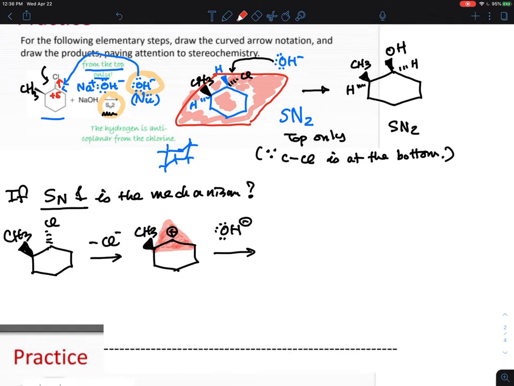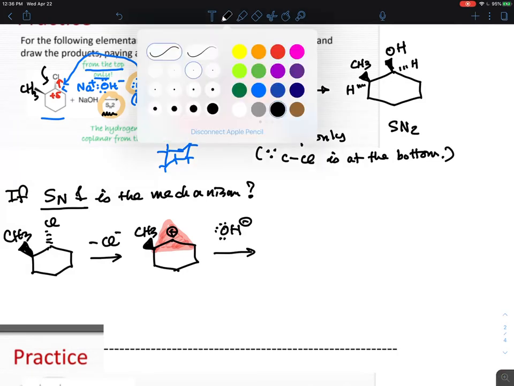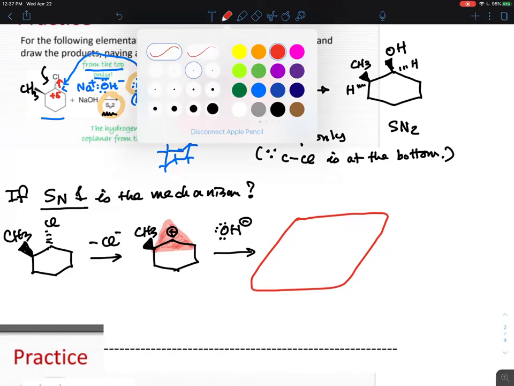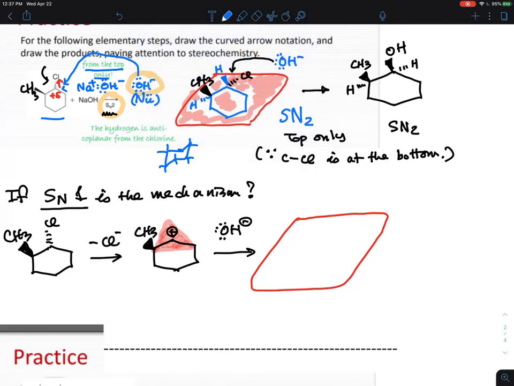So let me be a little more consistent and draw it once more. Mechanism-wise, I want you to visualize a little plane here, and this time you are going to have this one lying down on that same plane, and I guess the methyl is sticking out, but now this one is positive here and it's on the plane.